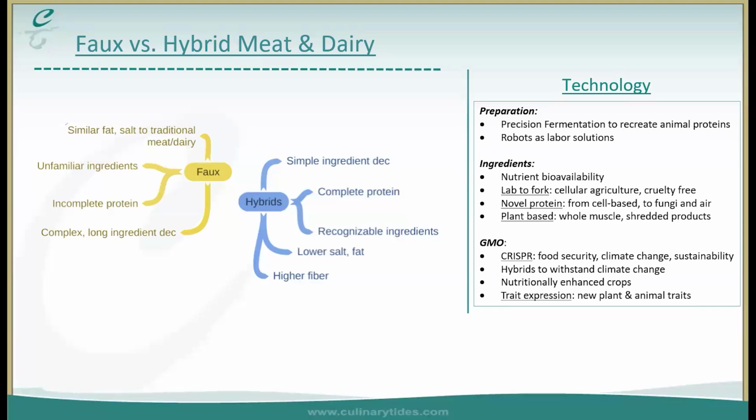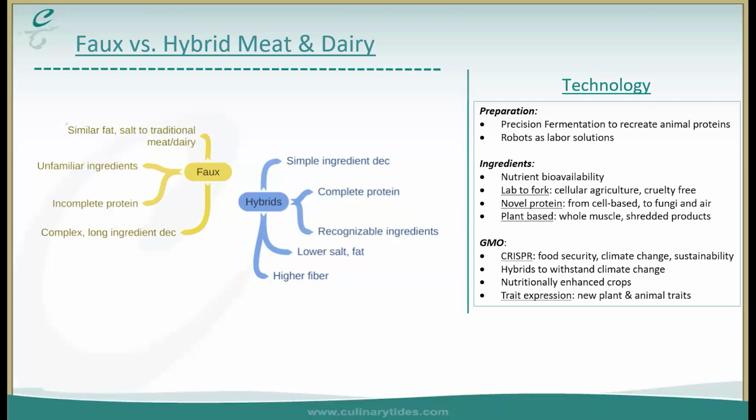So technologies that then sync in with this are preparation. Look for technologies with precision fermentation, robots as labor savers. With ingredients, look for nutrient bioavailability of the ingredients, lab to fork, so cellular agriculture technologies, cruelty-free technologies, also novel proteins coming from cellular-based products like fungi and even air, and then plant-based, so whole muscle, shredded products now coming out. GMO, also consider CRISPR, so food security, climate change, they're looking at sustainability.